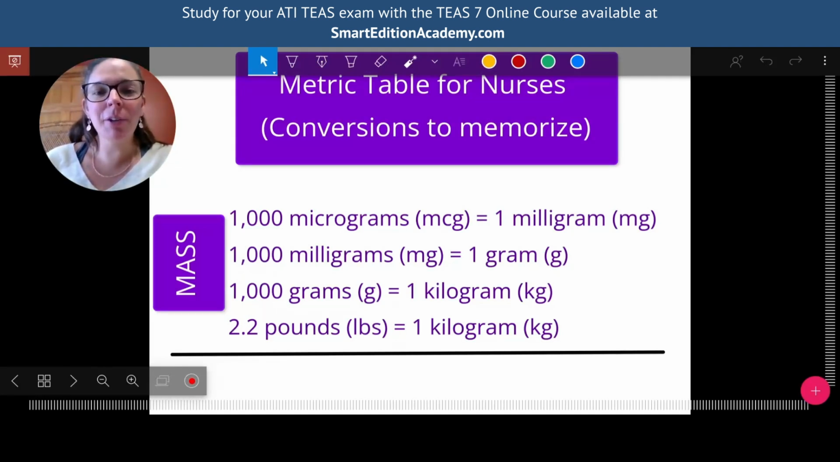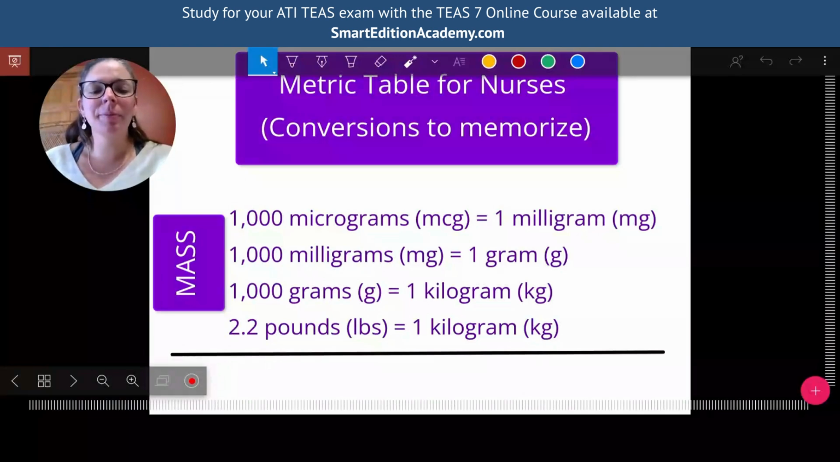So 1,000 micrograms is 1 milligram, 1,000 milligrams is 1 gram, 1,000 grams is 1 kilogram, and then 2.2 pounds is equal to 1 kilogram as well. So that is for mass.